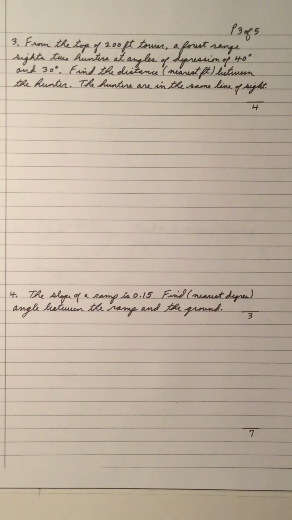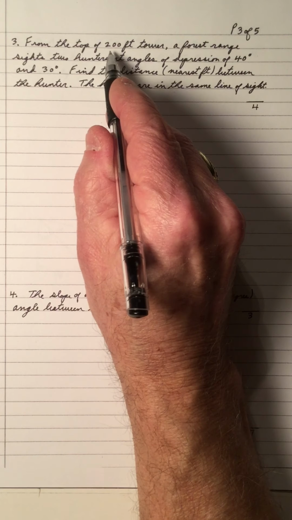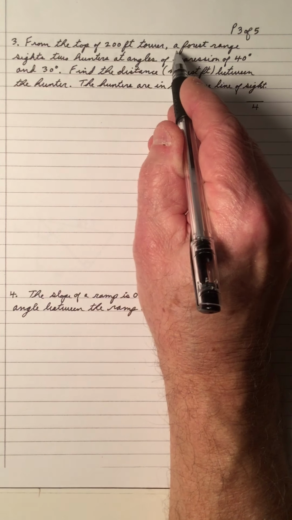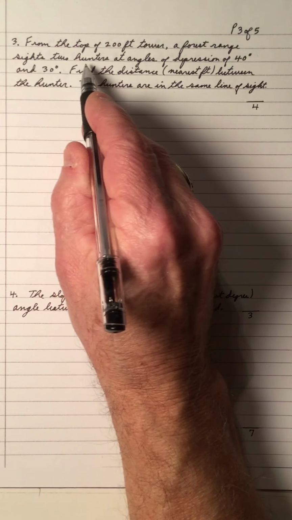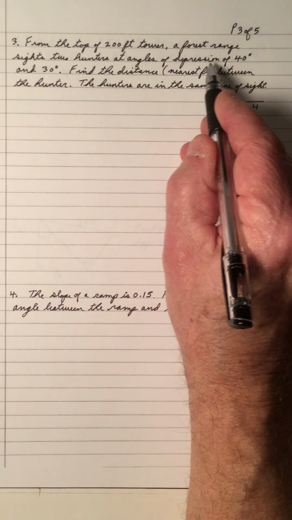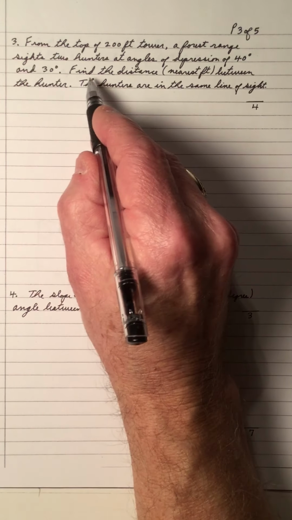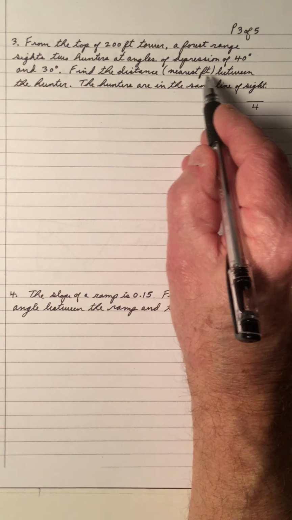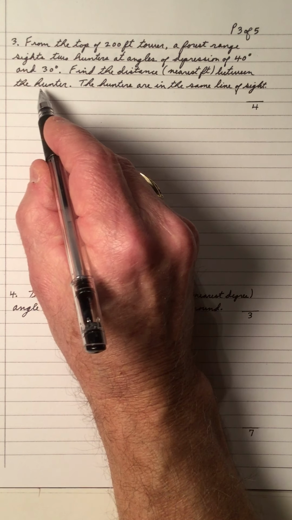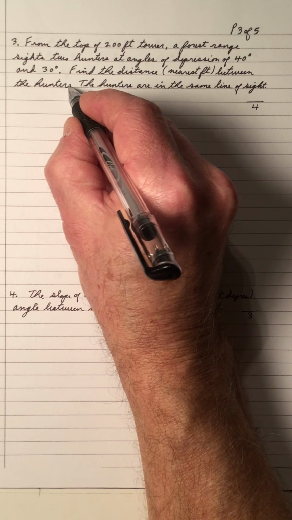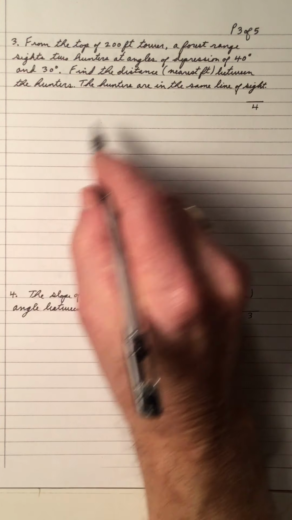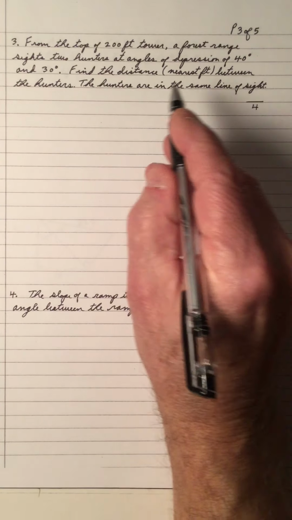Number 3. From the top of a 200-foot tower, a forest ranger sights 2 hunters at angles of depression of 40 and 30. Find the distance to the nearest foot between the hunters. Let's make that an S, between the hunters. The hunters are in the same line of sight.